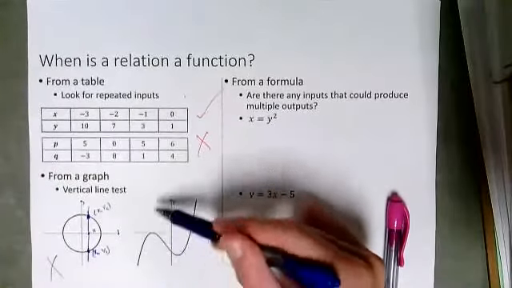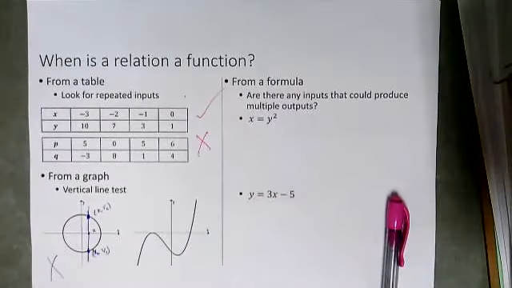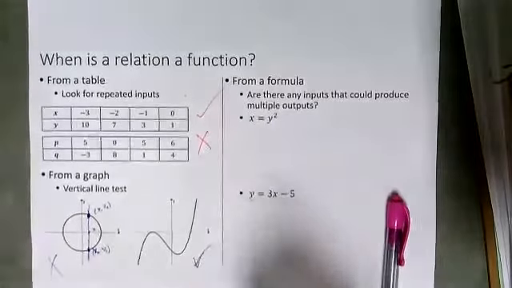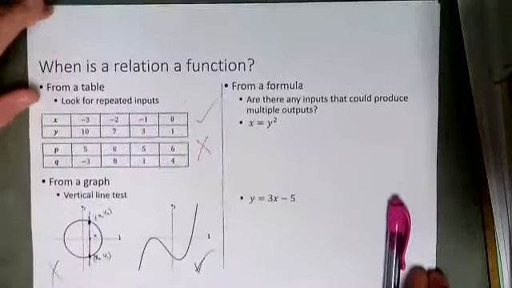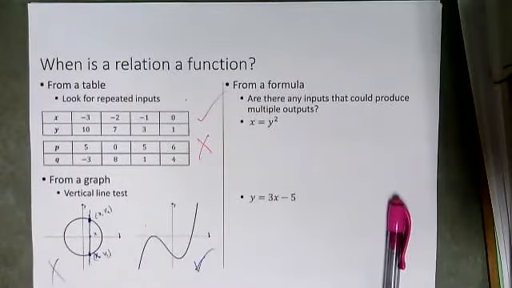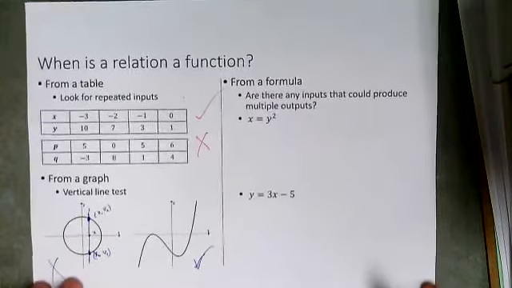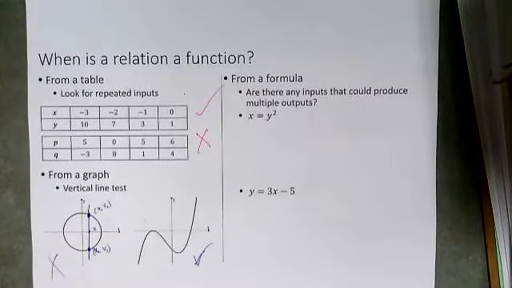This, however, if you try and draw a vertical line anywhere, it will only hit the graph once. So that means that this is a function. Well, this one is a function because it passes the vertical line test. Okay? All right. So what happens if you're given just a formula? You want to still try and find, are there any inputs that could possibly produce multiple outputs?